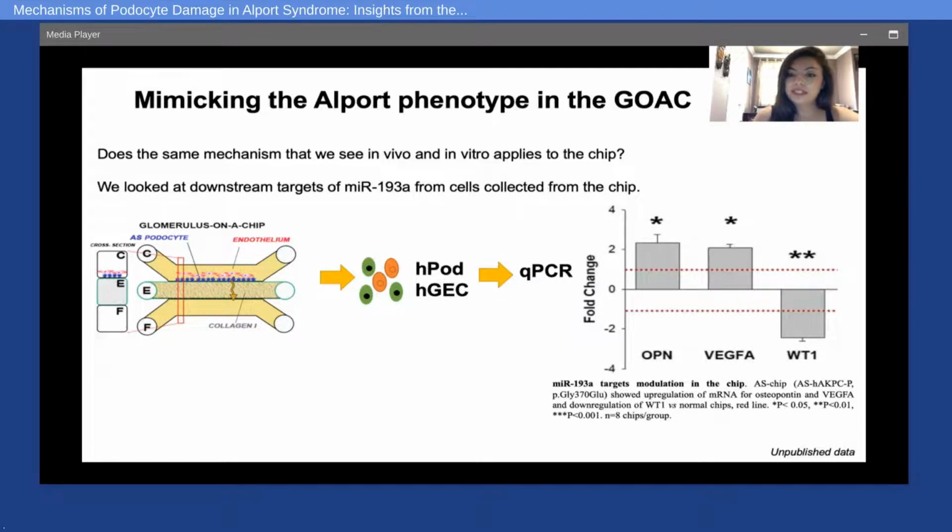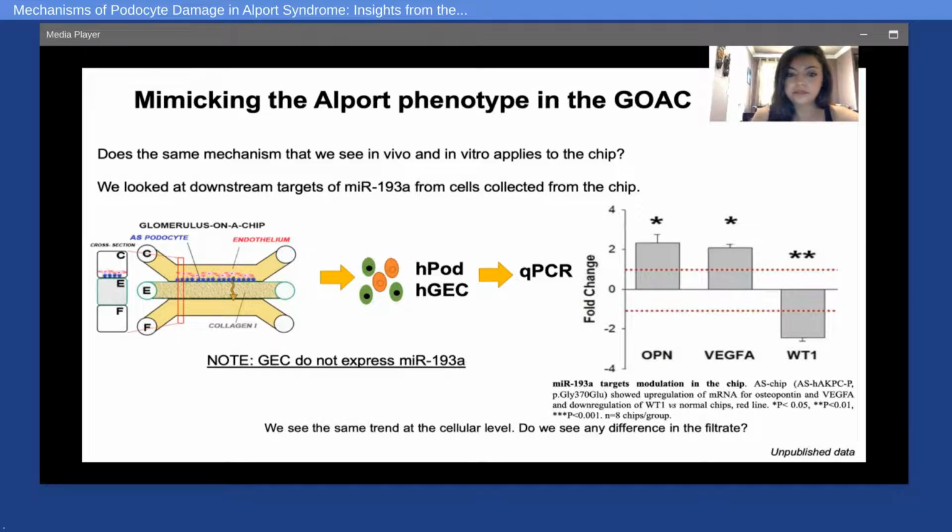And we do indeed see, aside from the upregulation of miR-193a, alteration of its downstream targets, such as osteopontin, VGF, and WT1, in the Alport versus the healthy podocytes. One important note is that glomerular endothelial cells do not express miR-193a. So we see the same trend that we saw before.